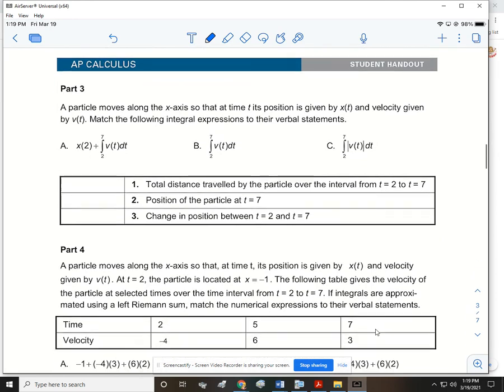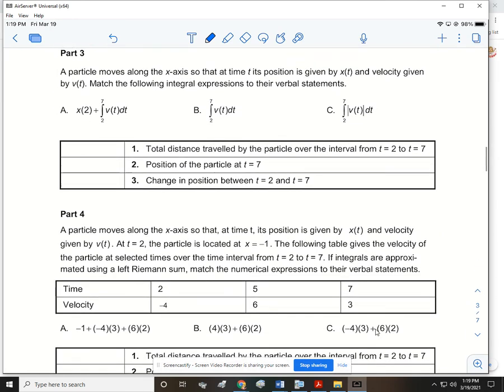All right, let's look at another one. For part 3, the particle moves along the x-axis so that at time t, its position is given by x of t and the velocity is given by v of t. Match the following integral expressions to the verbal statements. So you guys try that on your own.